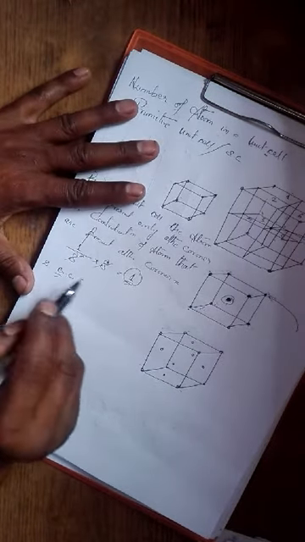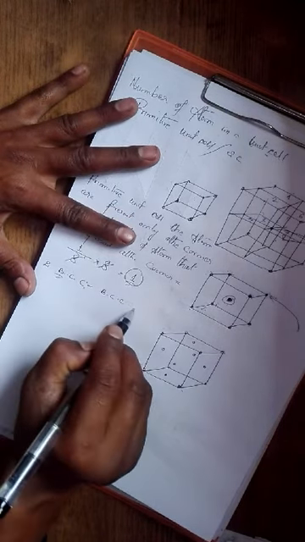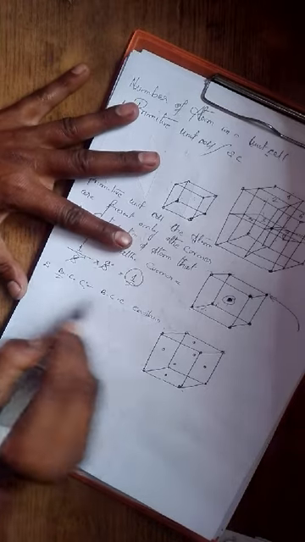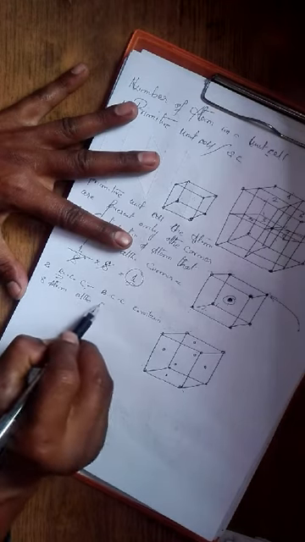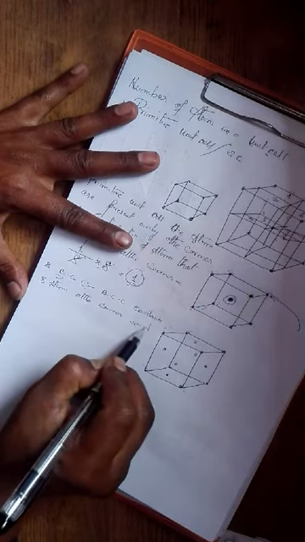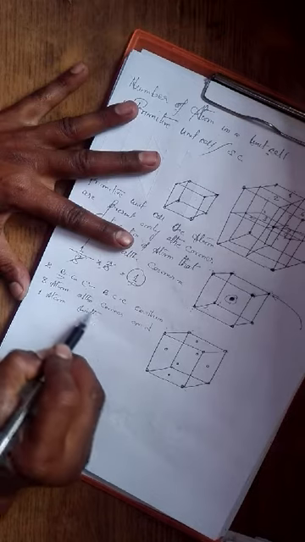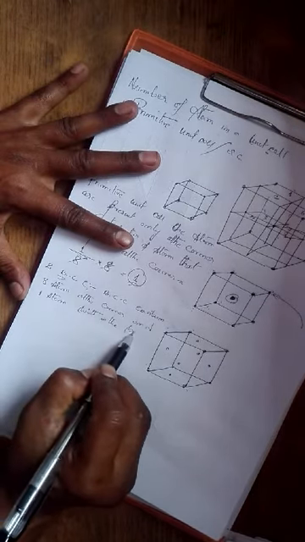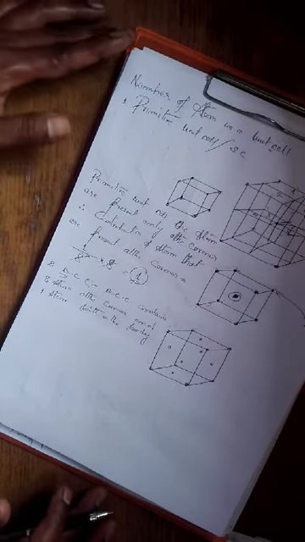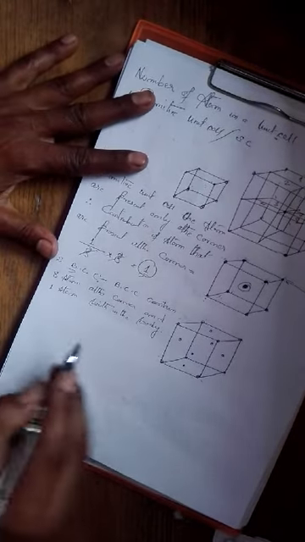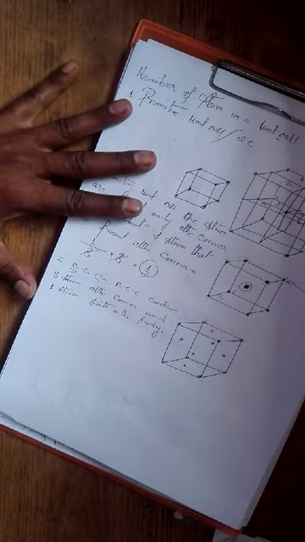So, right here, body-centered cubic contains 8 atoms at the corner and 1 atom within the body. 8 atoms at the corner and 1 atom within the body. Right? Okay.